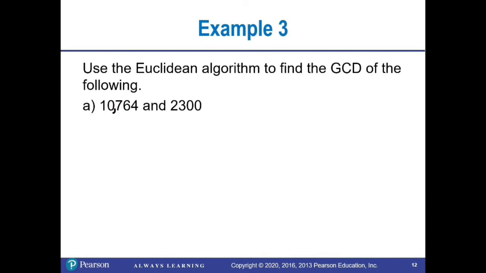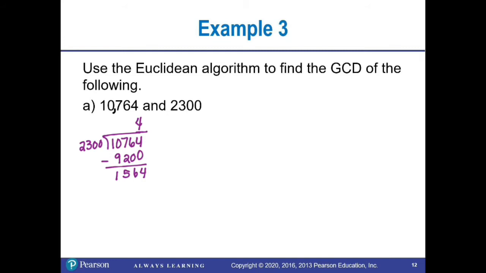So let's use the Euclidean algorithm to find the GCD of 10,764 and 2,300. Now my first step is to divide the smaller number into the larger. So I divide 2,300 into 10,764. Well, 2,300 goes into 10,764 4 times. 4 times 2,300 is 9,200, which leaves me with 1,564. Now notice my remainder is not 0.